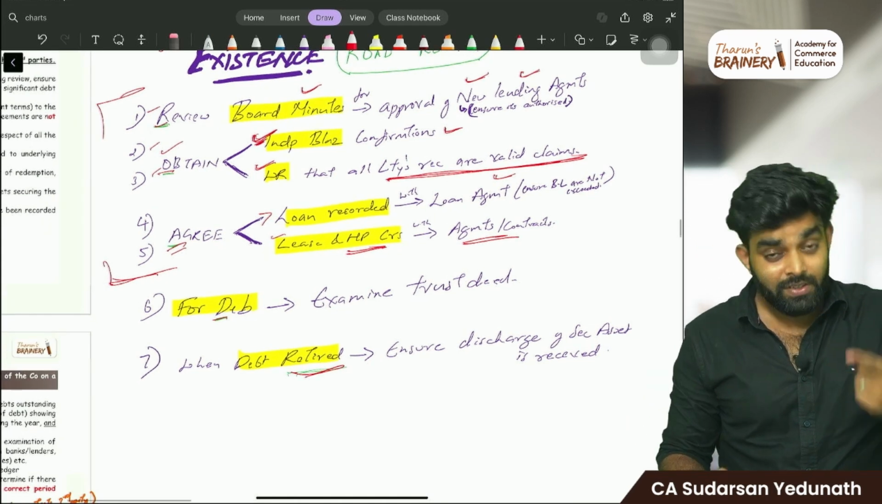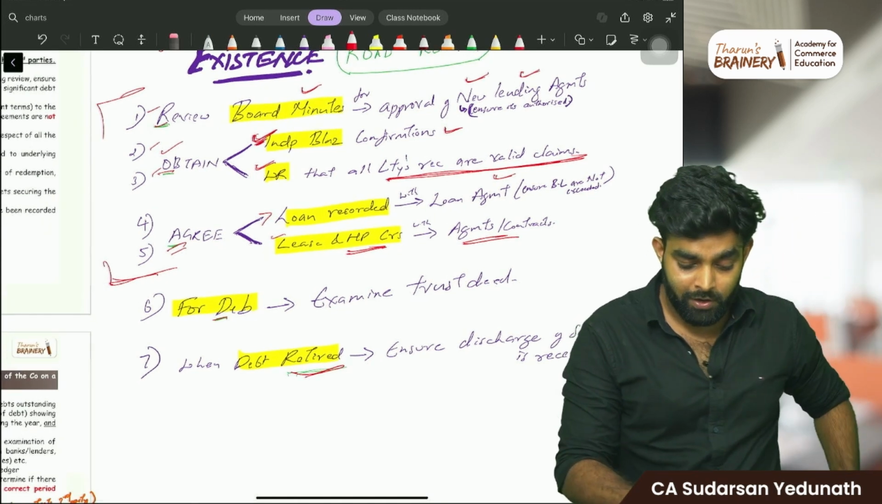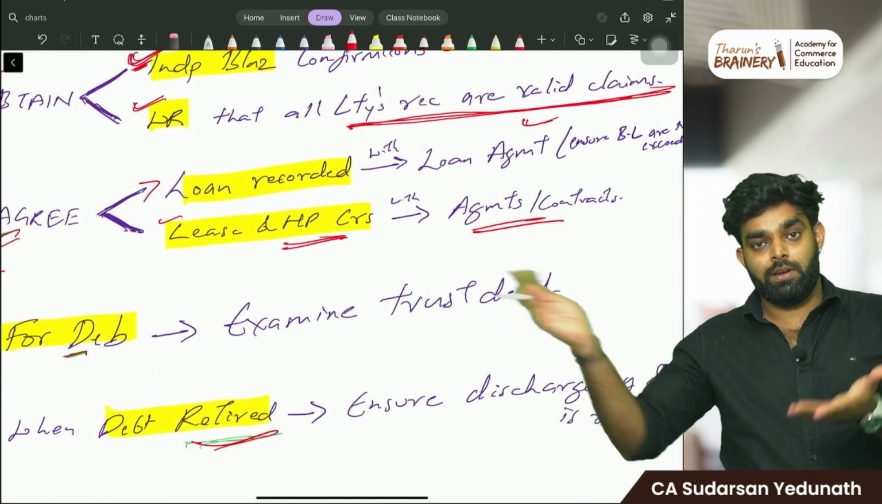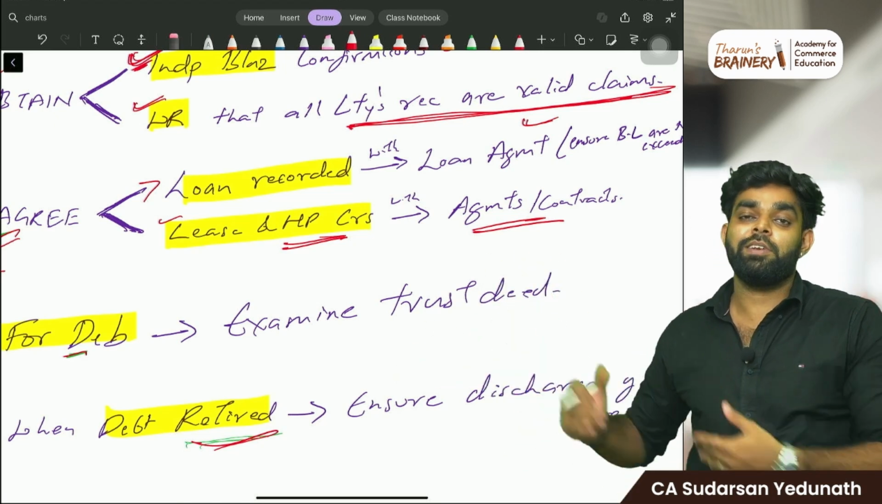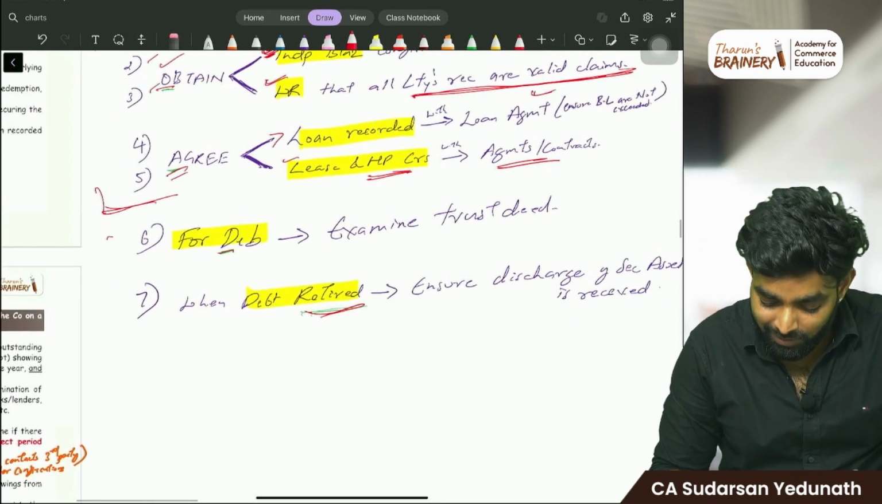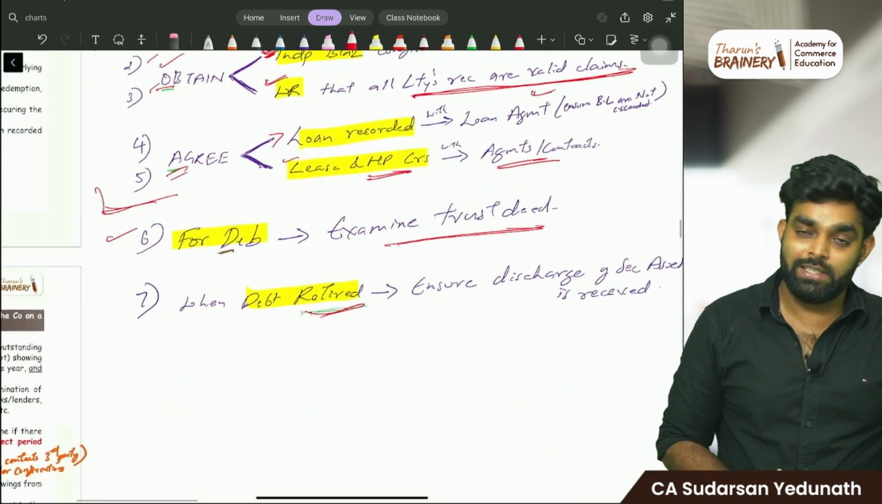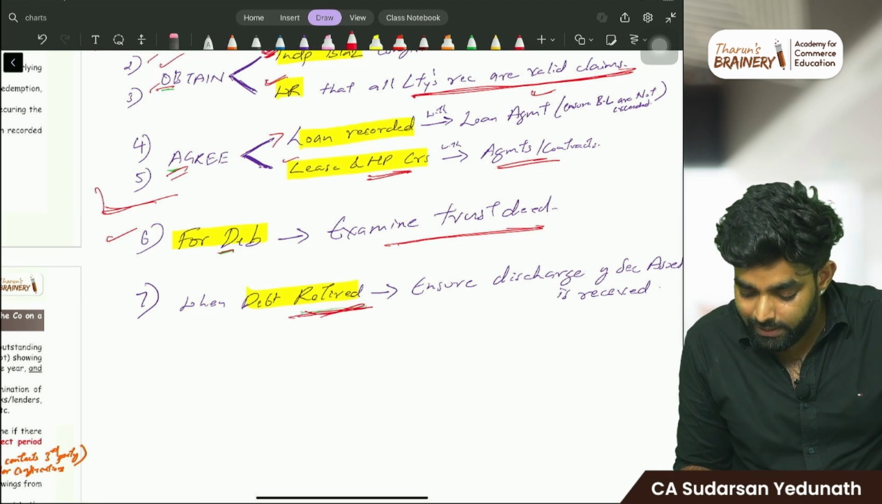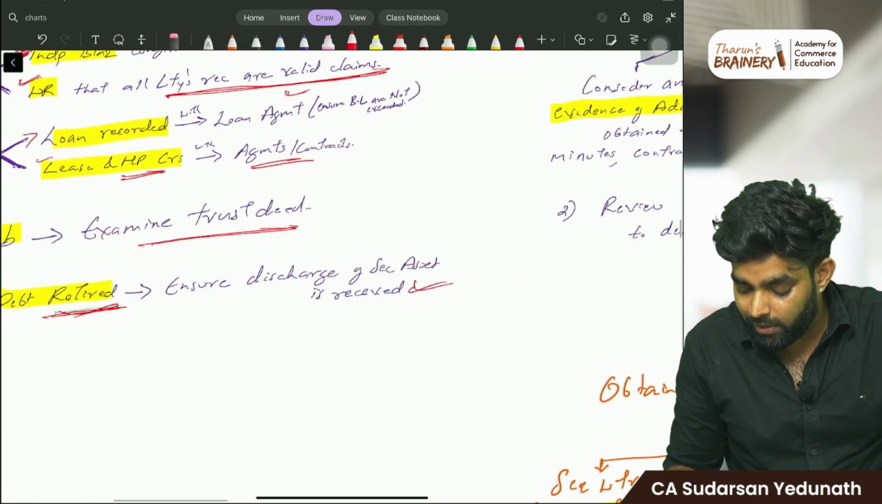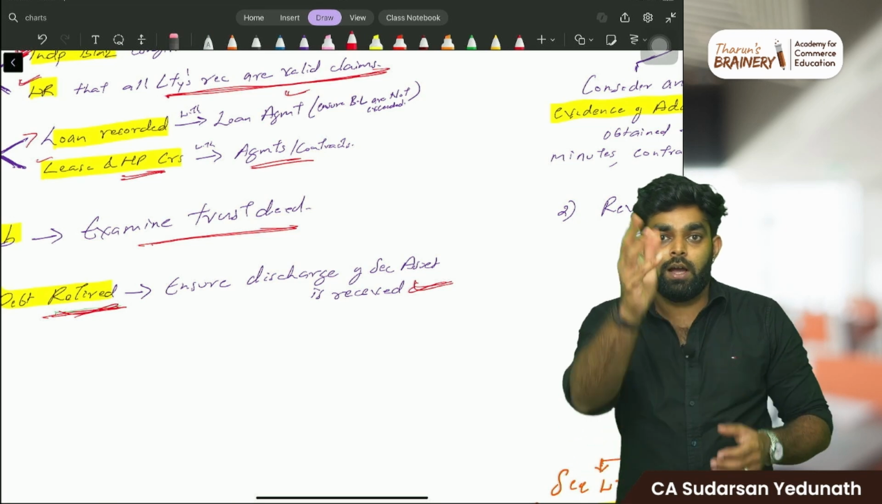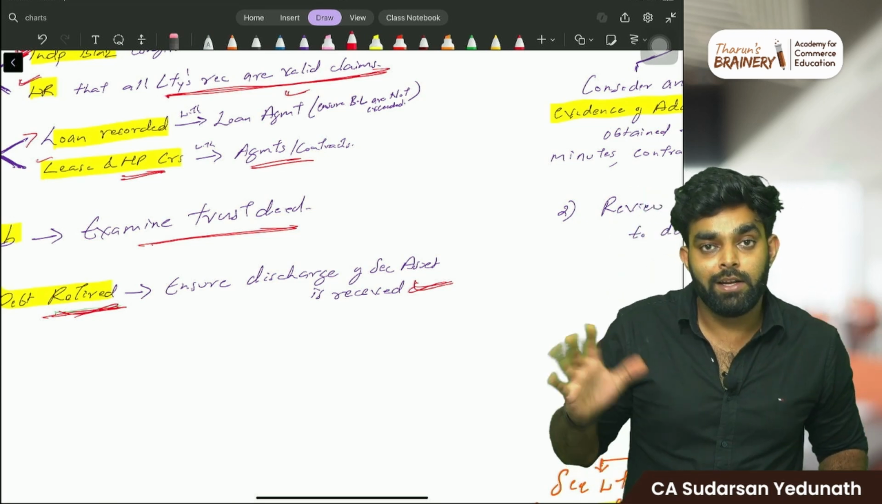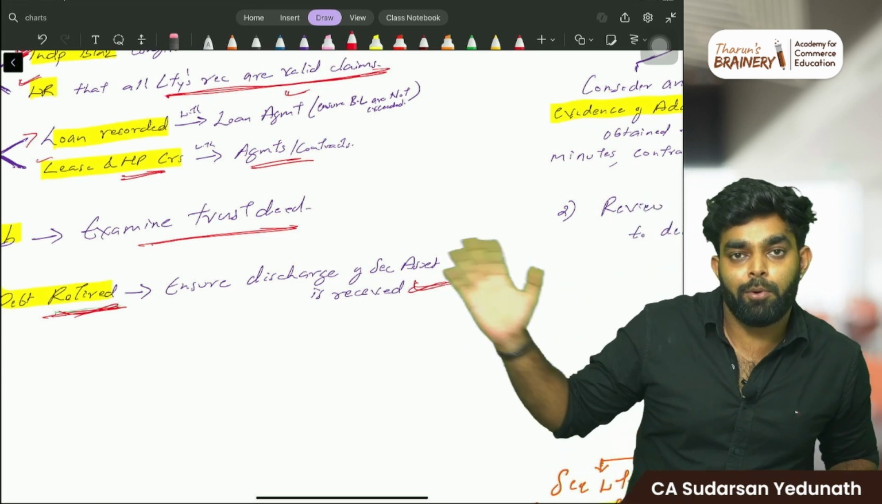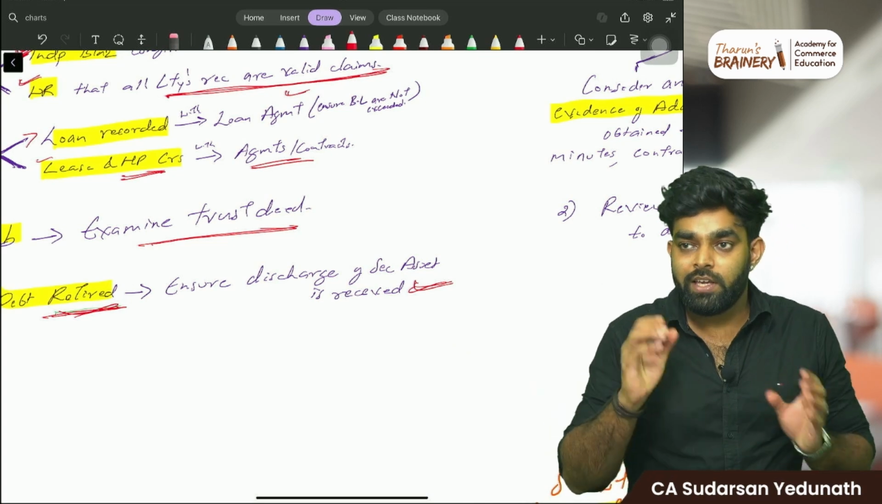Then agree, A, agree. What do you want to agree? Loan recorded with the loan agreement, hire purchase or lease with their agreement. Simple. Done. Then for debentures, examine the trust deed. Simple. For debt retired, ensure discharge of secured assets is received. That means the company needed a 10 crore loan. So when the company approached the bank for the loan, the bank told them to give a security.